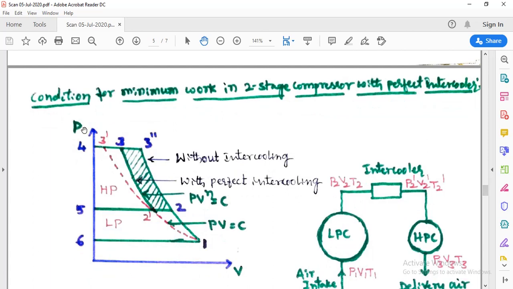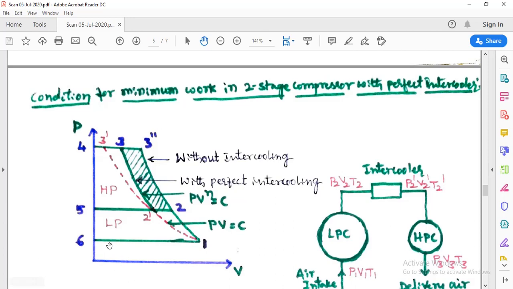Condition for minimum work in a two-stage compressor with perfect intercooler. So considering the two-stage compressor, neglecting the clearance and providing the perfect intercooler in between the two cylinders. And this is the PV diagram. So I'm going to explain the working of the two-stage compressor with this PV diagram, providing the perfect intercooler. And I'm going to derive the condition for the minimum work by the compressor.